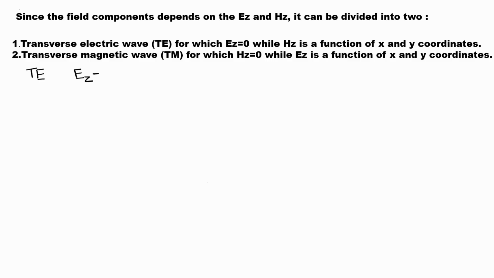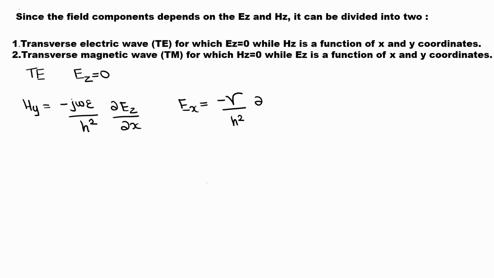So in transverse electric wave, we have Ez equal to 0. So the components which depend on Ez will be automatically 0. That is Hy equal to minus j omega epsilon upon h square into dou Ez upon dou x, and another component which depends on Ez is Ex equal to minus gamma upon h square into dou Ez upon dou x. So Hy is equal to 0 and Ex is equal to 0.